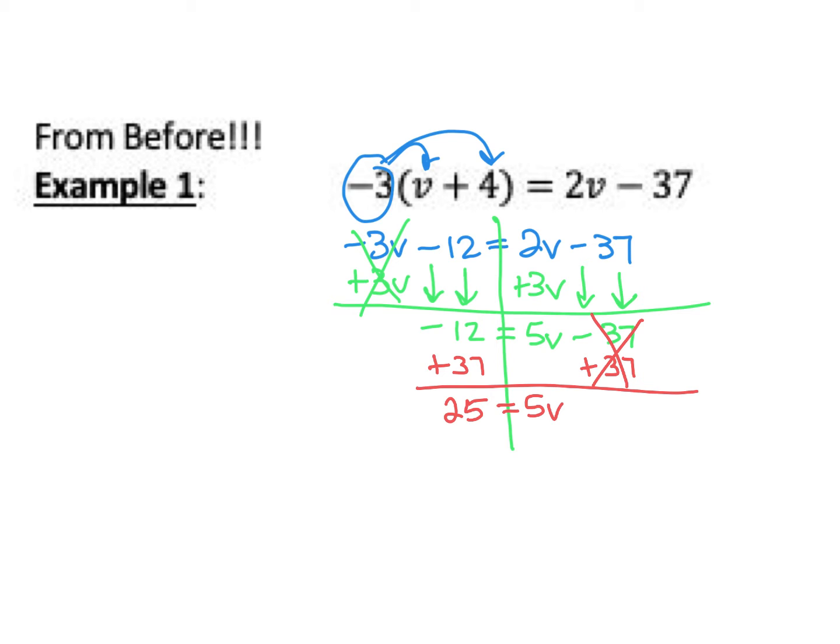So we've done addition and subtraction. Now we're going to do multiplication and division. 5v, they are multiplying each other. So how do we get rid of that? We're going to divide by 5 on both sides. We have v. 5 divided by 5 is 1. It leaves v by himself. 25 divided by 5 is 5. So then our v is going to equal 5. So this is a reminder kind of stuff from last time.